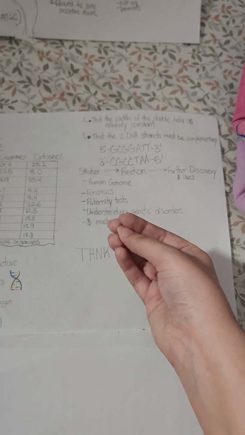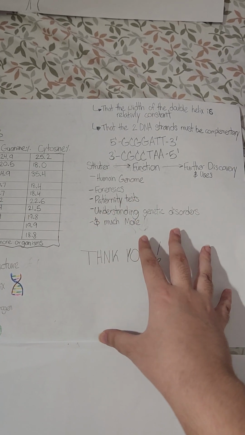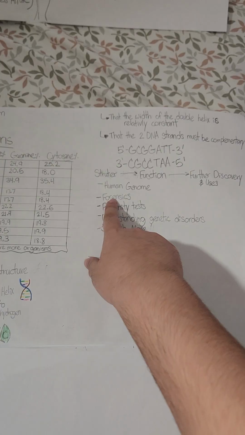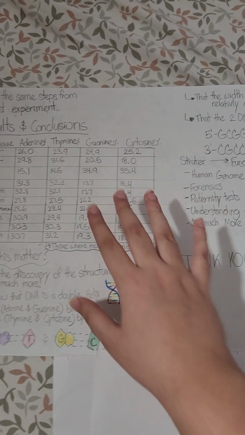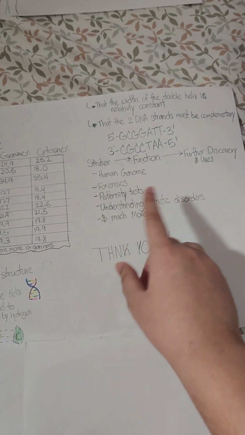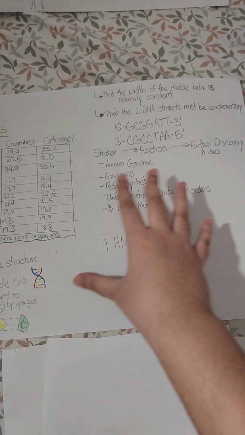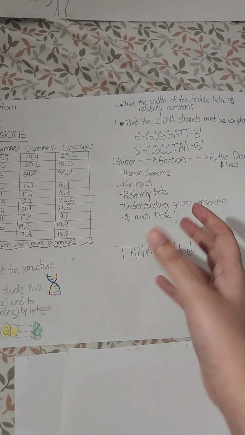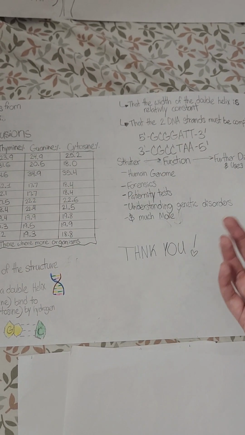So many of the things that we use DNA for, for example forensics, we use that to catch criminals. We wouldn't be able to do that if we didn't know this. If we didn't know the structure of DNA, we would not be able to do half of the things that we do with it. And that was because of Chargaff and so many other scientists who helped in discovering the DNA structure.